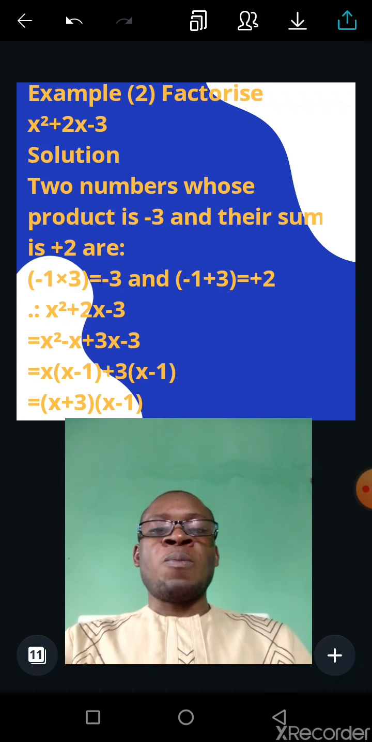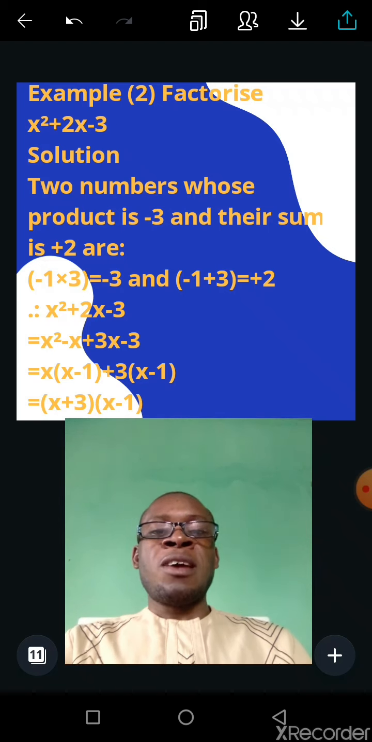because −1 times x will give you −x, and 3 times x will give you 3x. So you replace that term there, which is 2x, with the two numbers, which is −1 and +3. So we have x² − x + 3x − 3.